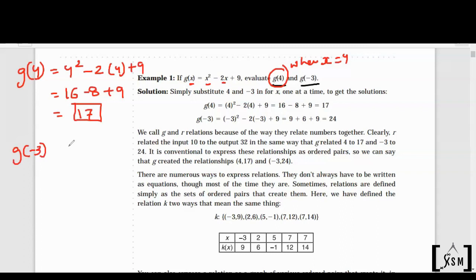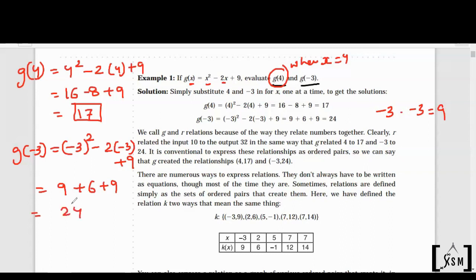So again doing the same thing, in place of x, we'll replace minus 3. So we get minus 3 whole square. Putting whole square is important. Keeping it in bracket is important. Negative 2 times minus 3 and plus 9. So minus 3 whole square means negative 3 multiplied by negative 3, which is 9. So we write 9 plus 6 plus 9, which is 24. So g(-3) is 24. Hope this is clear, guys. Okay.